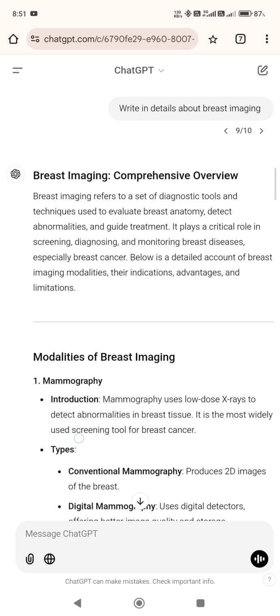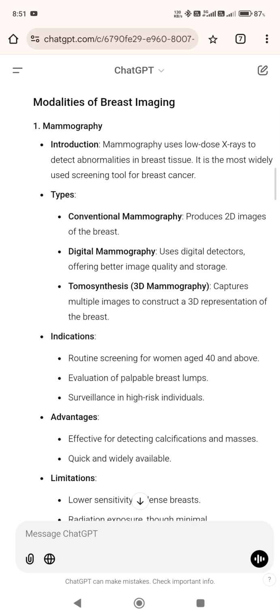Modalities of breast imaging. 1. Mammography. Introduction: mammography uses low dose X-rays to detect abnormalities in breast tissue. It is the most widely used screening tool for breast cancer. Types: conventional mammography produces 2D images of the breast. Digital mammography uses digital detectors, offering better image quality and storage. Tomosynthesis, or 3D mammography, captures multiple images to construct a 3D representation of the breast.